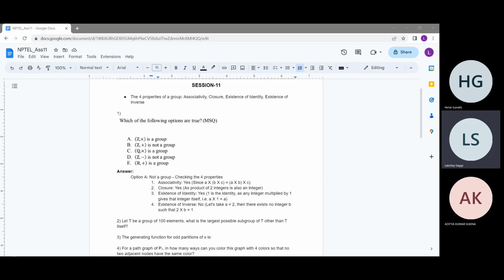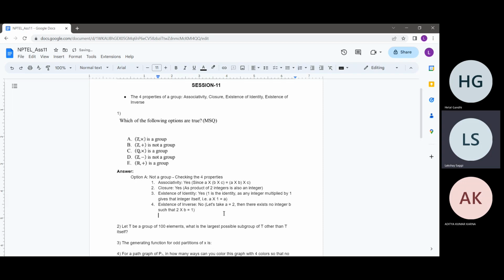So this is why there exists no integer such that 2 times b is 1. There exists a rational number 1 by 2, but there does not exist an integer. And in option A, we have the field over integers only. So that's why there is no inverse over this group and over this field. So that's why option A is not a group. I hope you understand what I'm trying to say. So let's get to option B then.